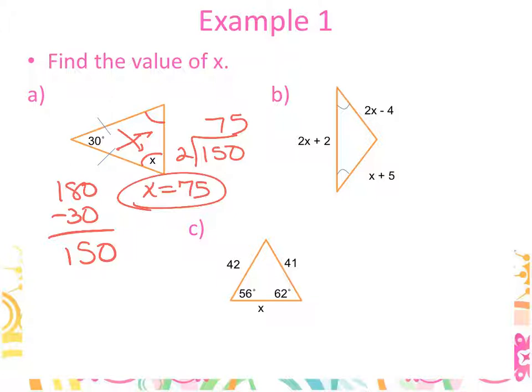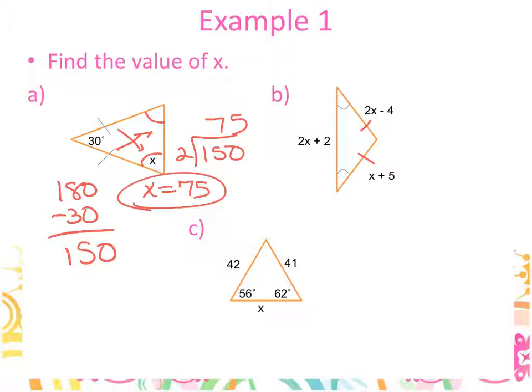Now, on part B, do not get confused and think these are for the angles. Okay? Notice that the 2x minus 4, the x plus 5, the 2x plus 2, these are outside of the triangle. And you do not see any little degree symbols next to it. So these are for the side lengths. Now, notice again, we're going to apply our converse of the base angles theorem. And because I have two congruent base angles, that tells me that these two sides are congruent.